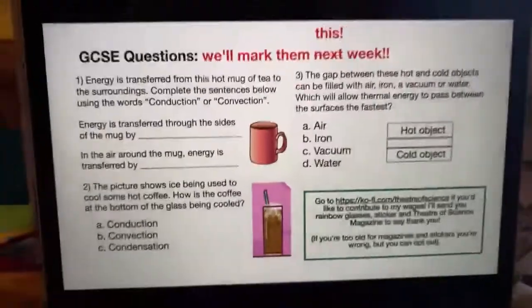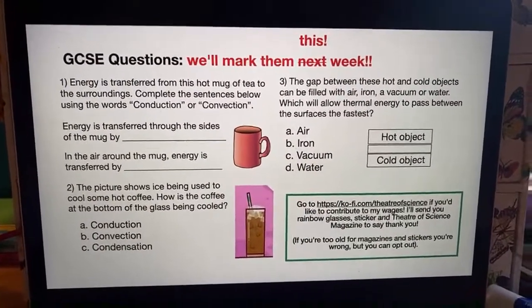And then I showed you this homework sheet, and said, have a go at that, and we'll mark it now.